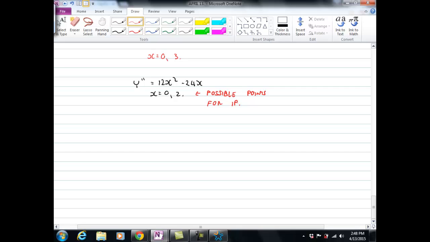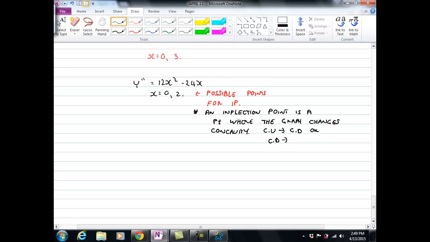Okay? And I'm going to give you the true definition of what IP is. Star this one. An inflection point is a point where the graph changes concavity. Sounds weird. What it means is this: concave up, then all of a sudden goes to concave down, or concave down to concave up.